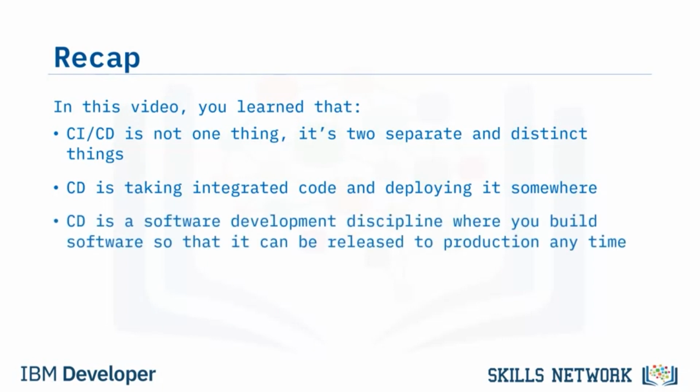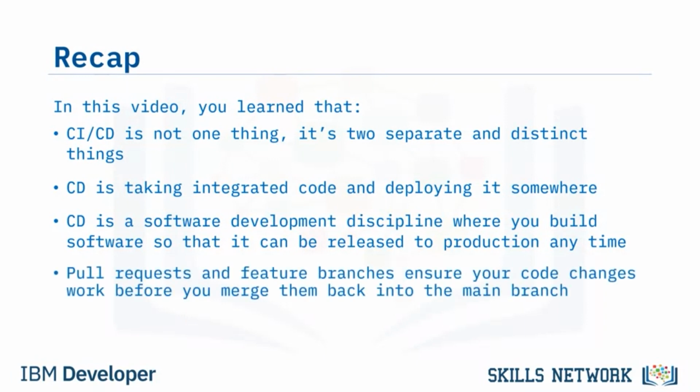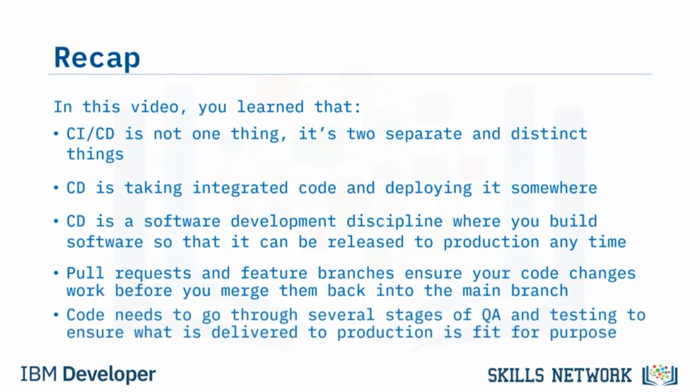Continuous delivery is a software development discipline where you build software in such a way that the software can be released to production at any time. The reason you have pull requests and feature branches is so you can ensure code changes work before you merge them back into the main branch. And your code will typically need to go through several stages, quality assurance and staging or testing, to ensure that what you deliver to production is bug-free and fit for purpose.